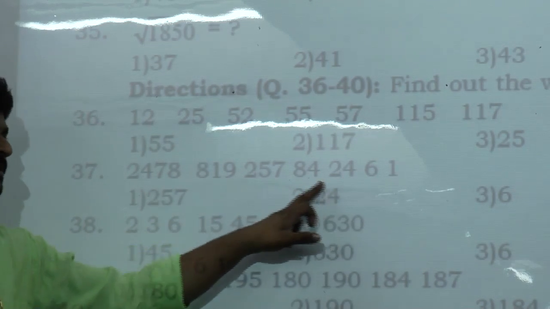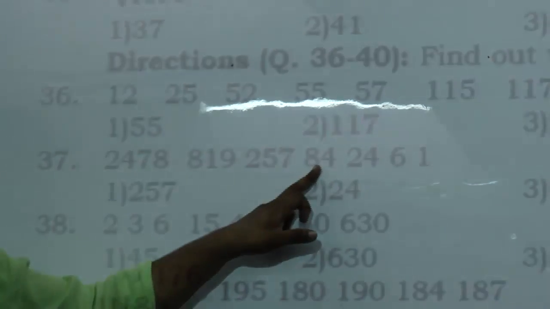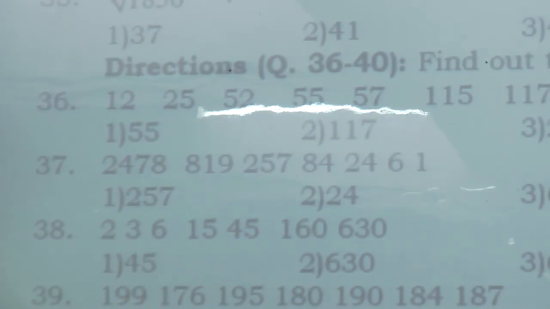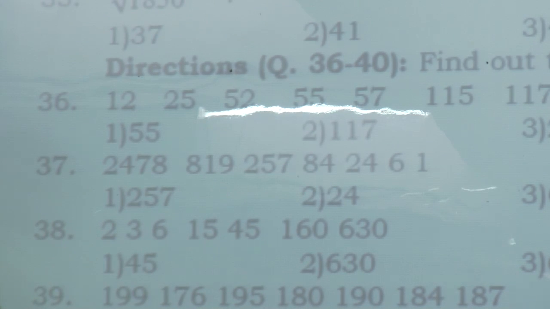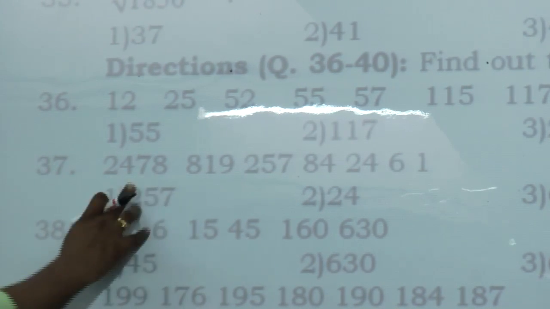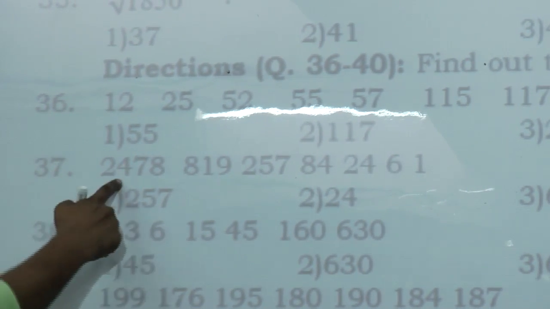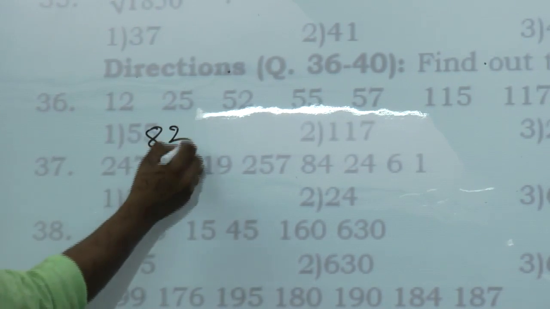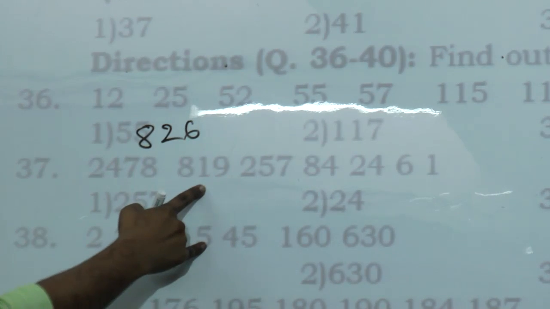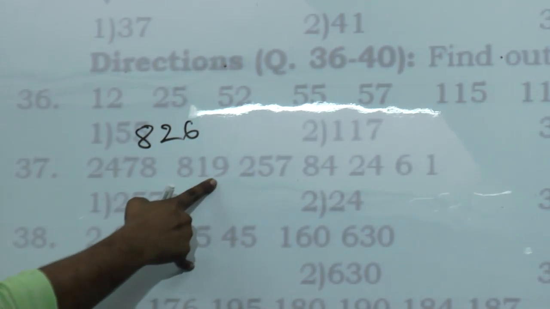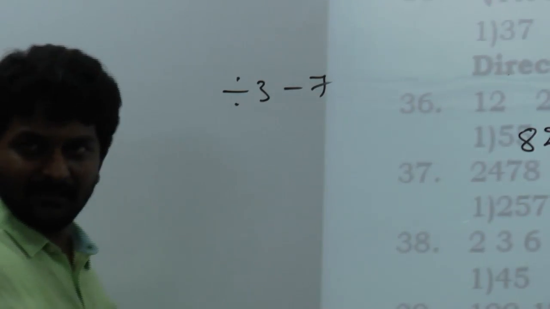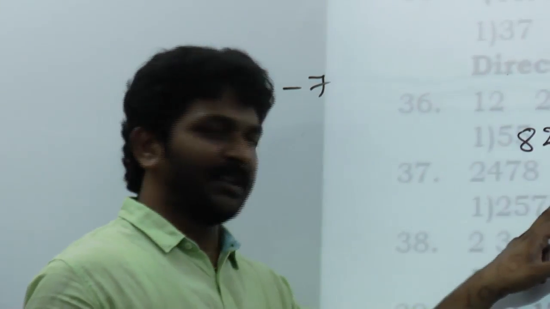Near about how many times? Near about 3 times, right? Let me divide every number by 3 first. 8, 2, 6. How much do you have? 8, 19. So that is divided by 3 minus 7. Divided by 3, 2.